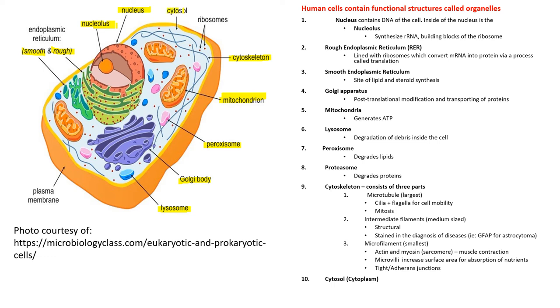The next organelle is the cytosol, and this is the liquid structure which surrounds organelles and aids in the structure of the cell. And the final is the plasma membrane, which is the lipid layer that surrounds individual cells.